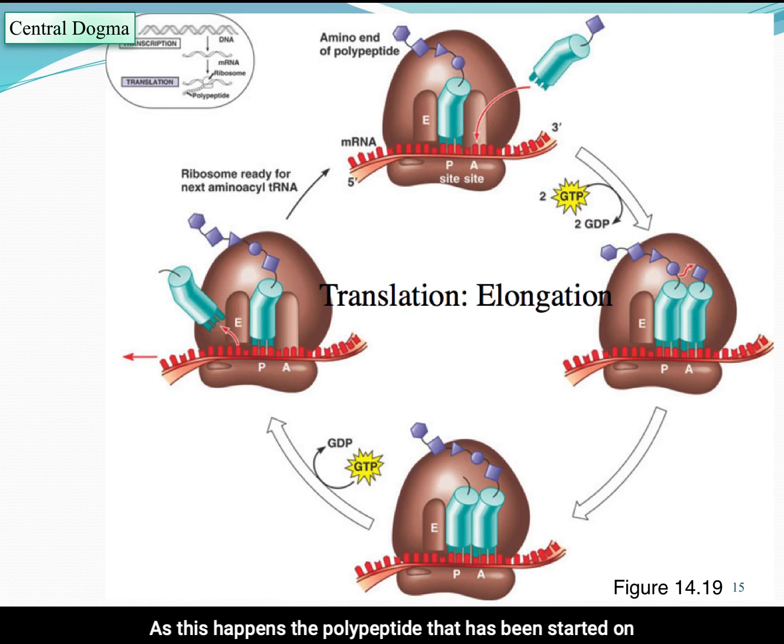As this happens, the polypeptide that has been started on the very first tRNA transfers over to the amino acid that's located on the tRNA on the A site. Once the amino acid chain from the P site transfers over to the A site, then the tRNA that is on the P site moves to the E site, which is E for exit. And now the tRNA that contains the polypeptide chain moves from the A to the P site. At the very end of this first stage of elongation, you have a tRNA sitting in the P site with a polypeptide chain, and this continues as each codon is read on the mRNA until a stop codon is reached.